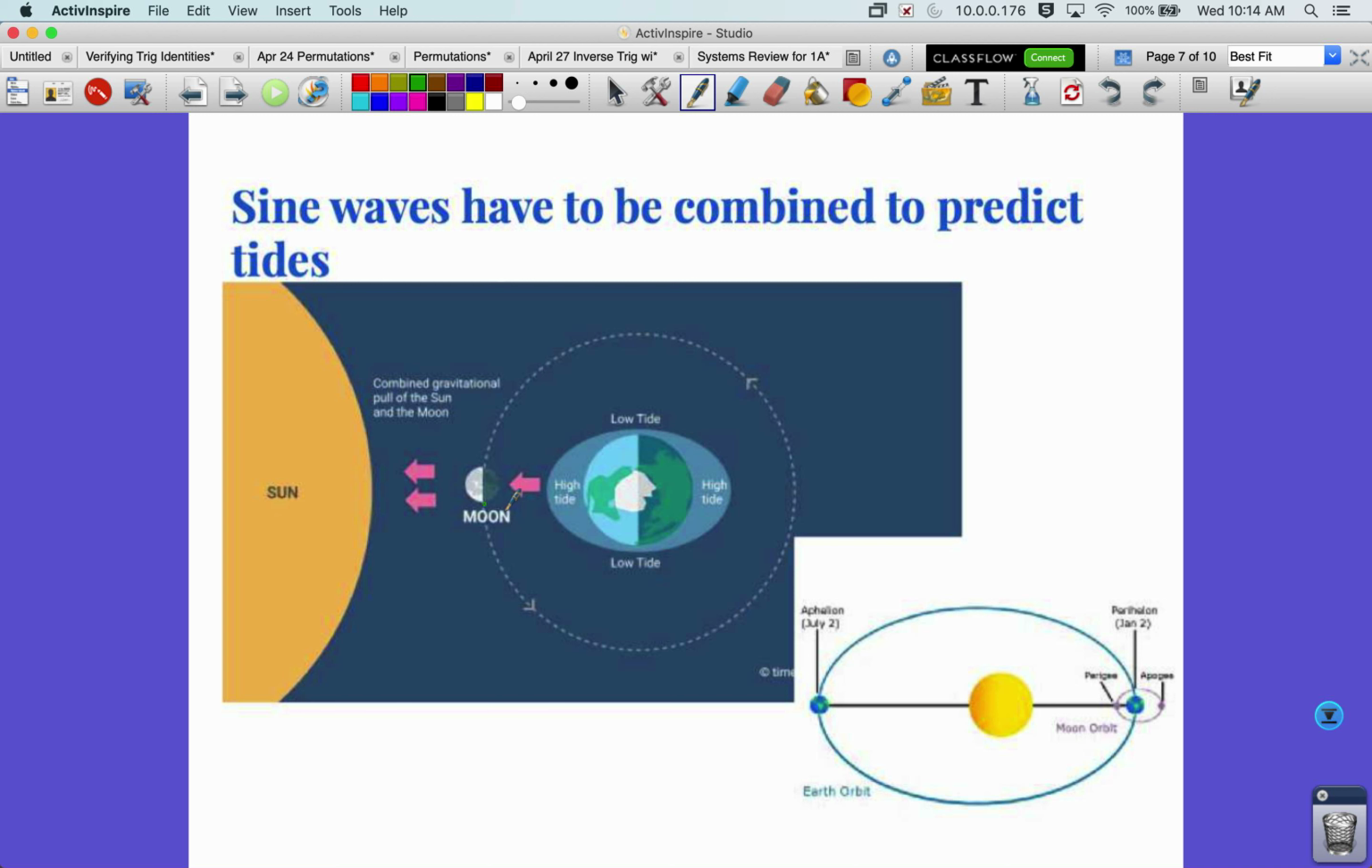But if the moon and the sun are lined up, you'll get an extra high tide. And if they're not lined up, the moon actually has the stronger gravitational pull because of how close it is. So you'll get a high tide, but it'll be less strong. And then these effects are compounded by the fact that the Earth and the moon have elliptical orbits around the sun and the Earth respectively.